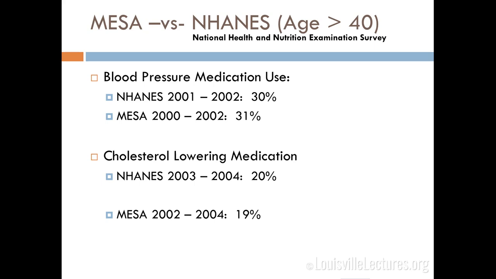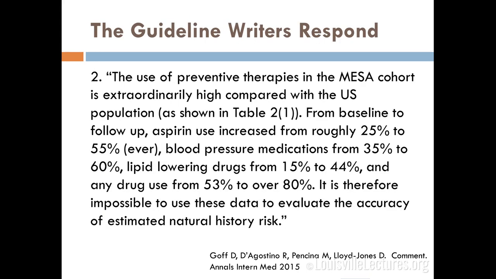Population. If you look at blood pressure medication use and compare the same age group, over 40, 30% of the U.S. population over 40 at the start of MESA was on blood pressure lowering medication. In MESA, 31%. That was their baseline value.